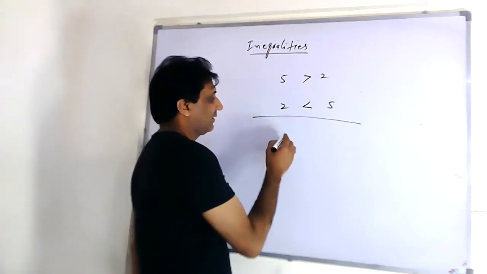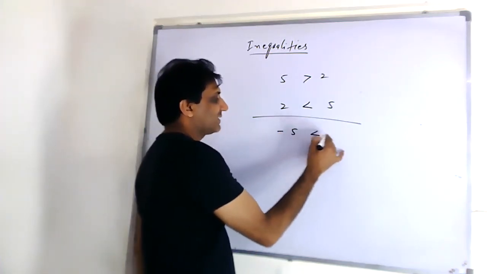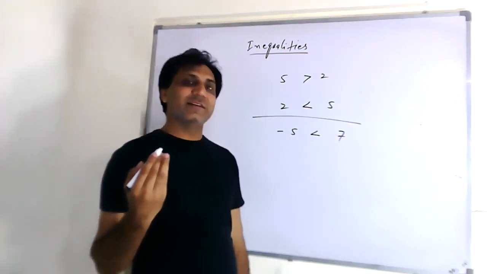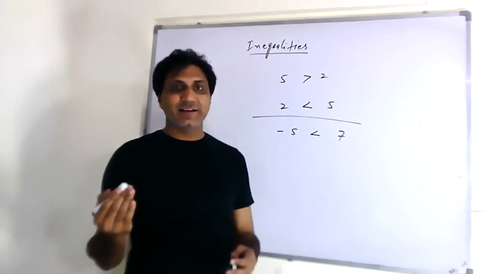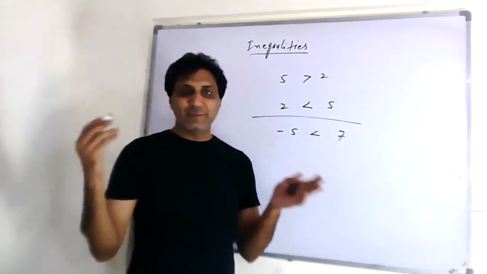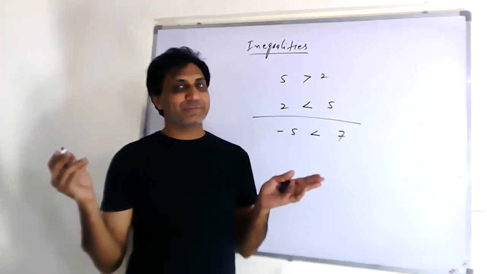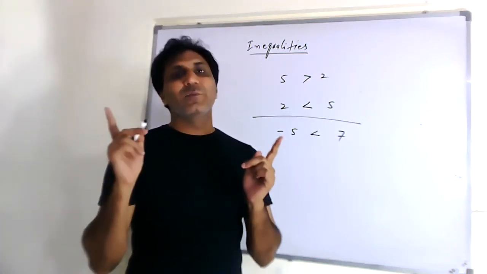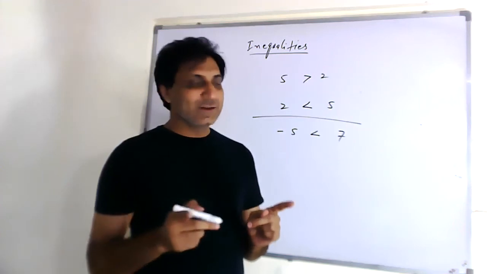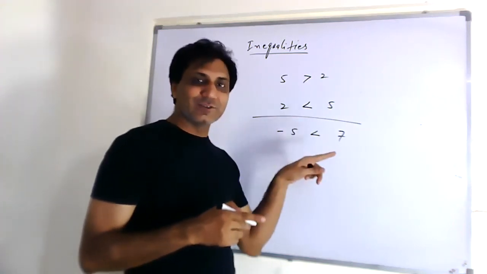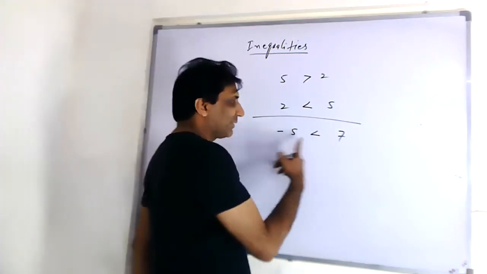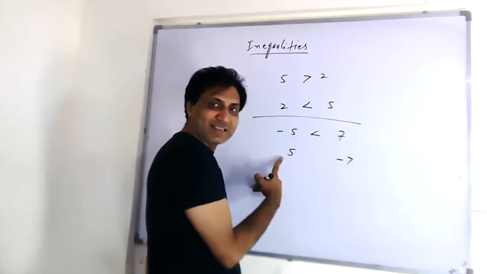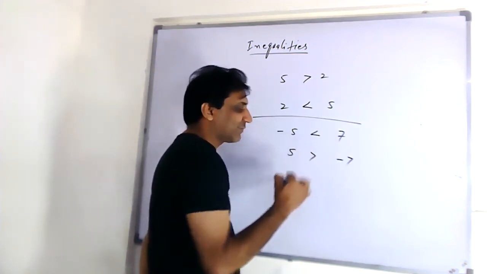Okay, minus 5 is less than 7. Now, usually when dealing with equations, we can multiply both sides by negative sign, but not in inequality. You can multiply both sides by a negative sign, but you need to convert this into the other way around. All right, change it. So you multiply both sides by negative sign, that will be positive 5 and that will be negative 7. Now, is 5 less than minus 7? No, 5 is greater than minus 7.